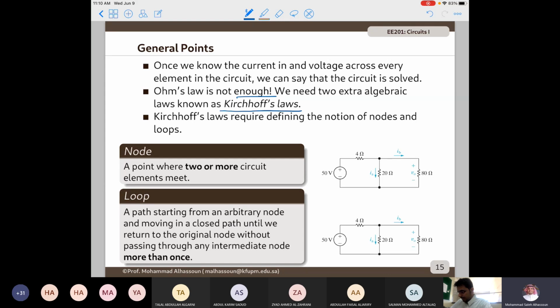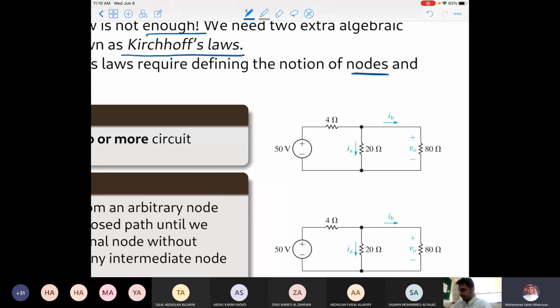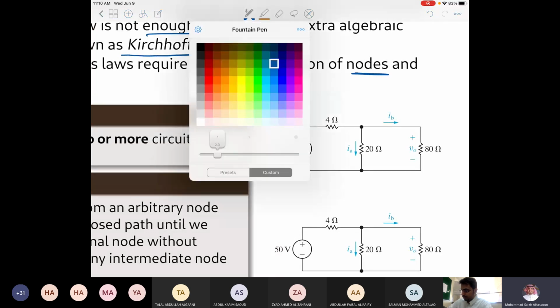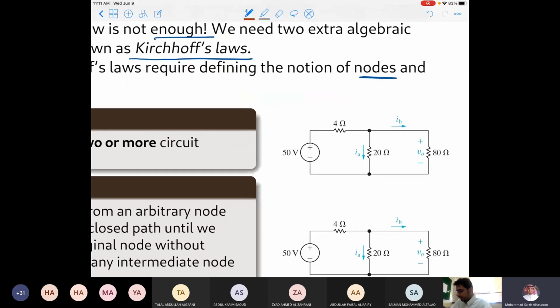So Kirchhoff's laws require defining the notion of nodes and loops. So what do we mean by node? Let's refer to this figure. A node is a point where one or more circuit elements can meet.